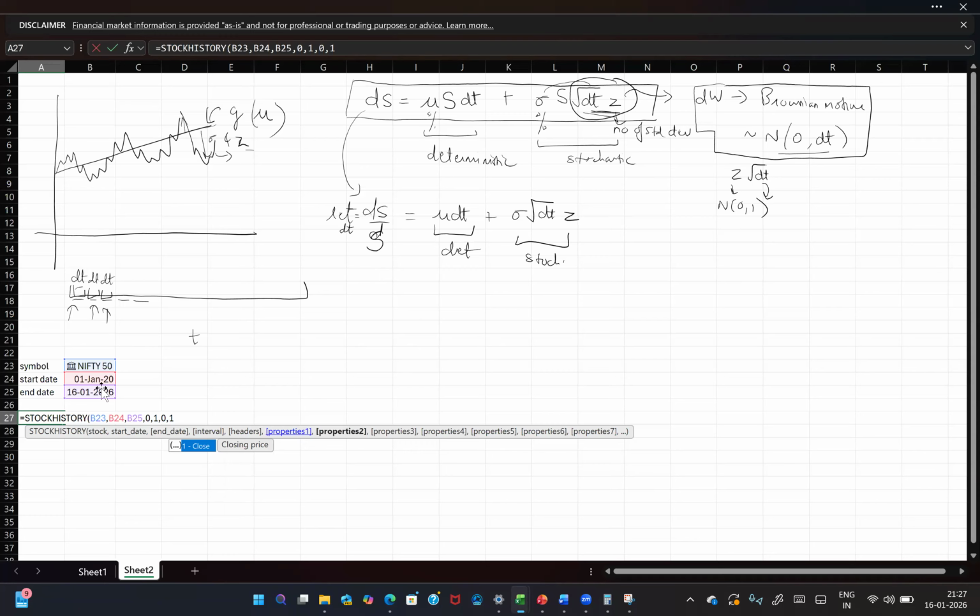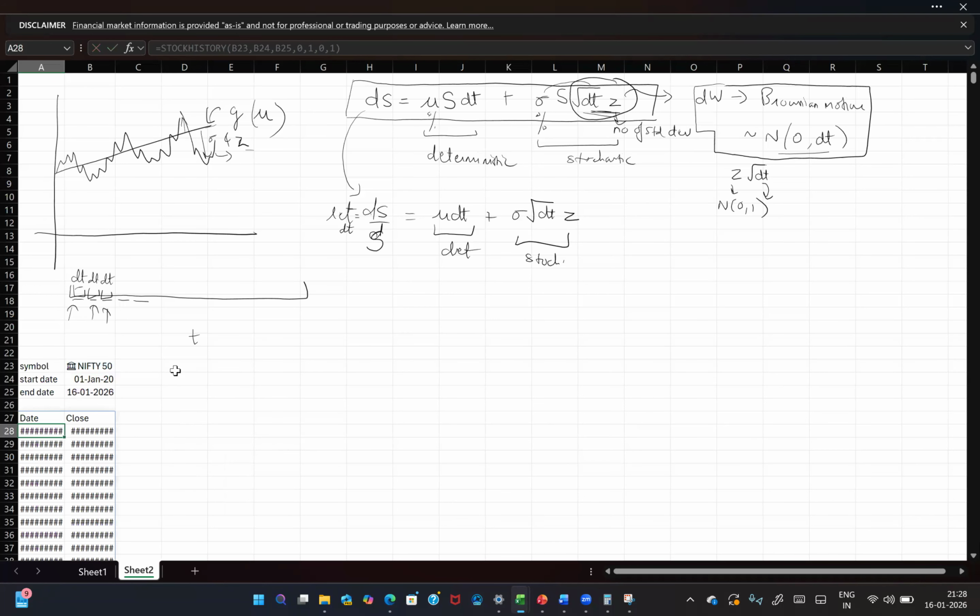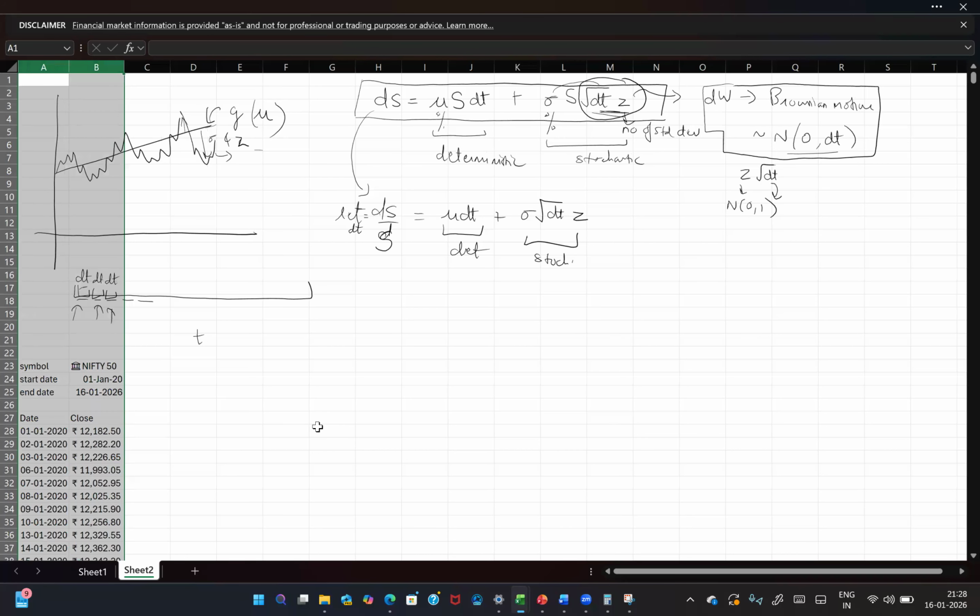So once again: symbol, then start date, then end date, then 0 for interval, daily. 1 is for headers, show headers. 0 is property number 1, which is show the date column. 1 is property number 2, which is the closing price. Press enter and we find the historical prices for Nifty 50.